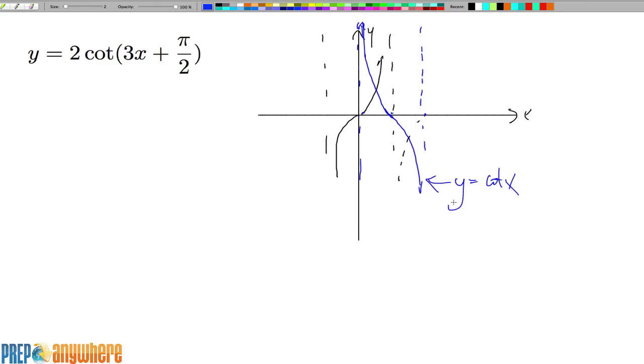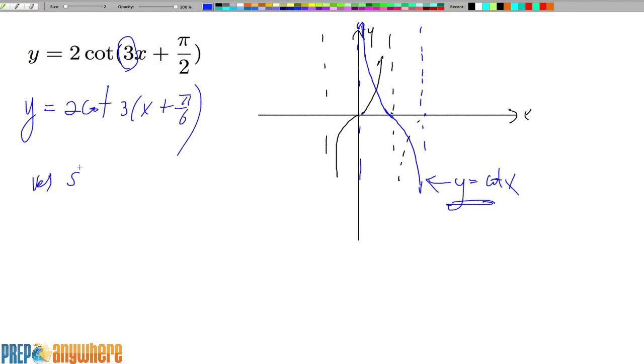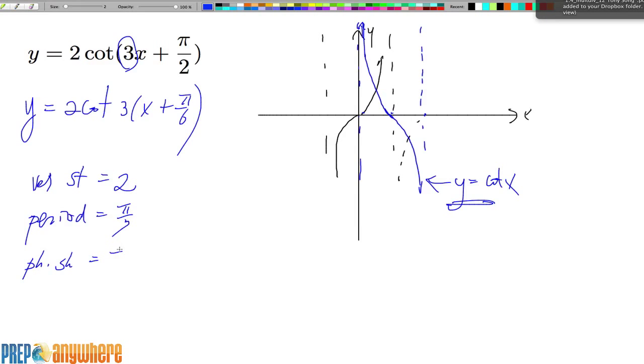Now this is this graph with some transformation. Okay, so let's actually factor out this 3 first. Okay, don't forget to do that. A lot of students forget to do that. Then we get this. So that means we're going to have a vertical stretch. Okay, there's no amplitude. Vertical stretch by a factor of 2. The period, normally it's pi, now it's pi over 3. And the phase shift is minus pi over 6.